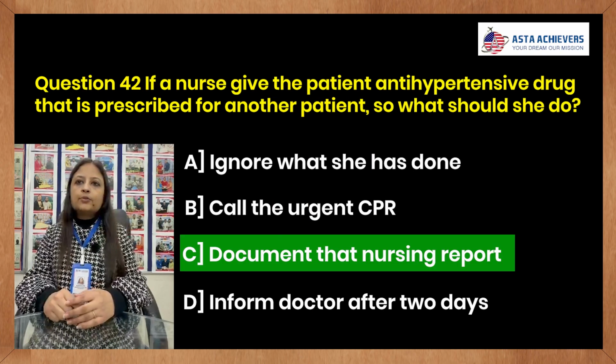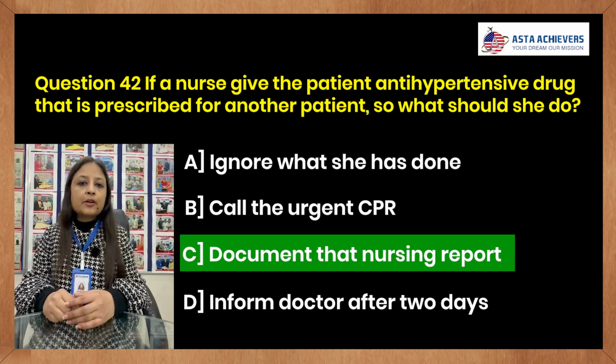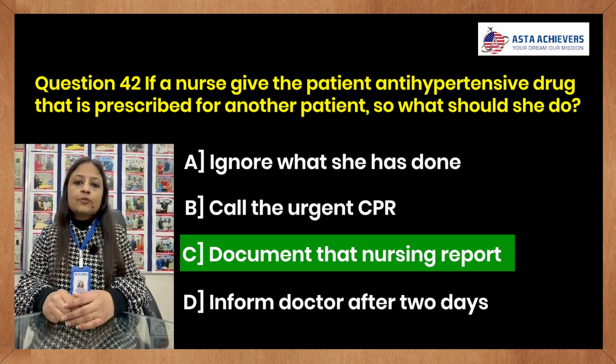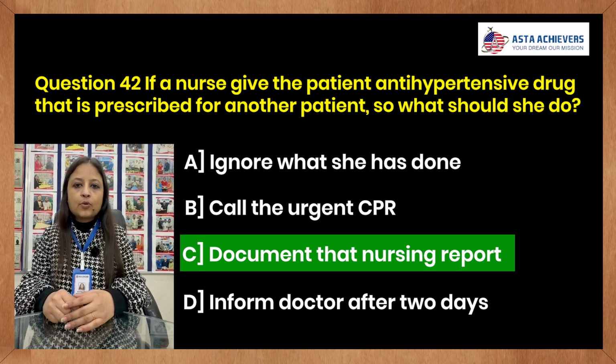Question number 42. If a nurse gave the patient an antihypertensive drug that is prescribed for another patient, what should she do? Option A, ignore what she has done. Option B, call the urgent CPR. Option C, document that in the nursing report. And option D, inform the doctor after 2 days.